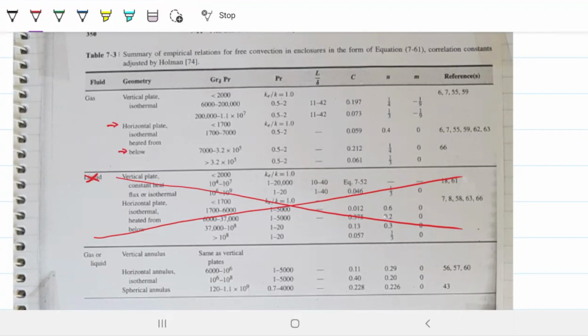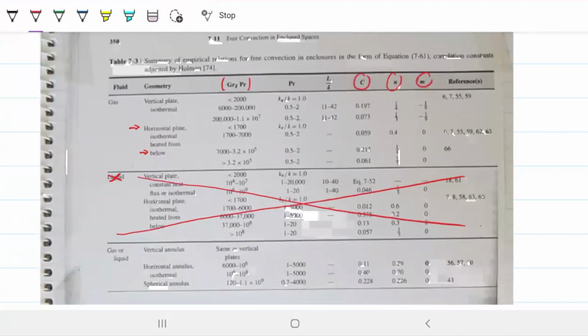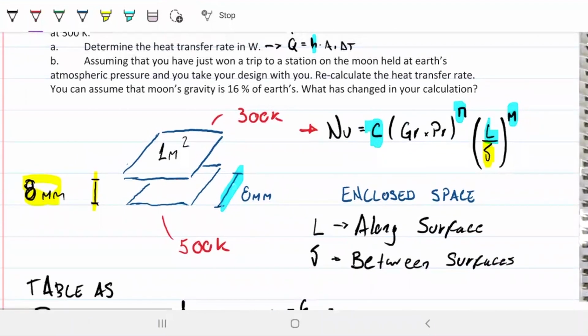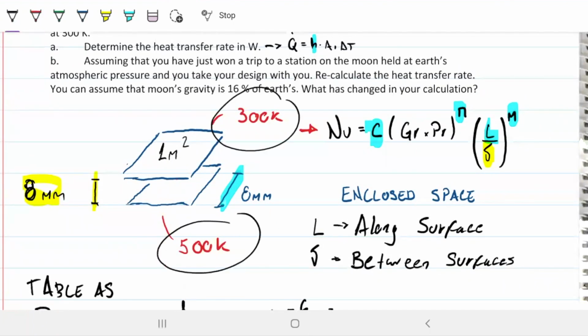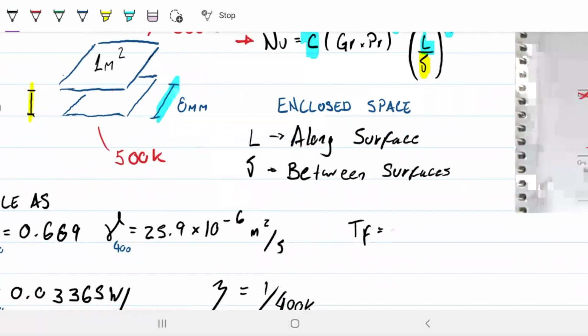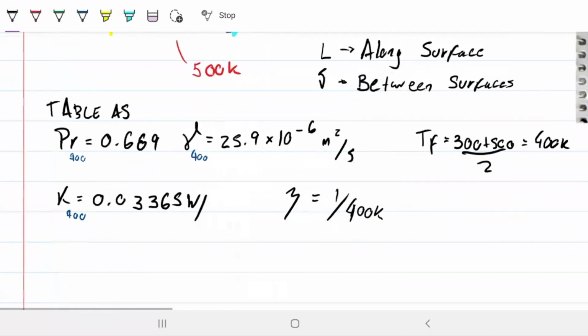What we need to do is figure out our Rayleigh number. Depending on the Rayleigh number, we're going to use this or this to solve our question. It's also going to give us a Prandtl range, and that gives us C, N, and M. So I'm grabbing properties for air from table A5, for T-film between 300 and 500. T-film equals (300 plus 500) divided by 2, which is 400. These are the properties at 400.